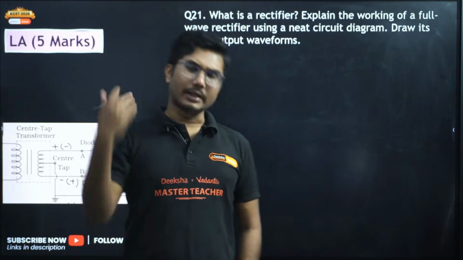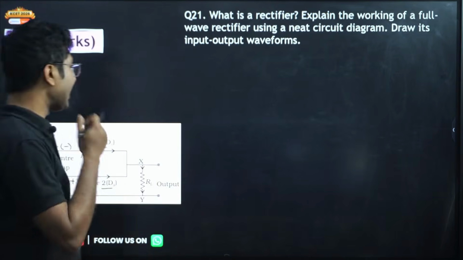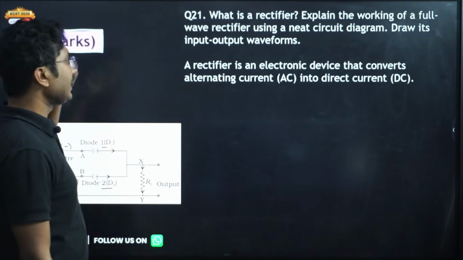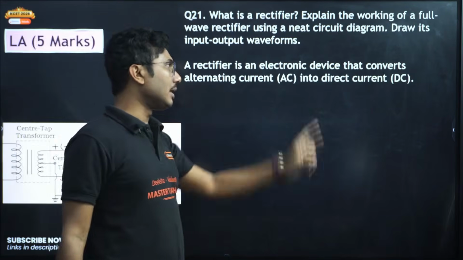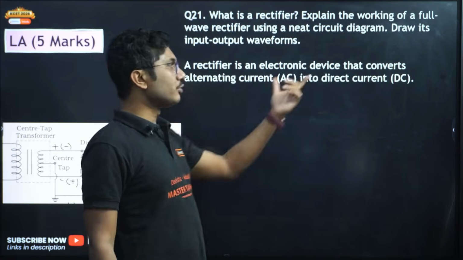Okay, there are other types of rectifiers where more than two diodes are used, but simplified, the number of diodes should be two. Okay, now what you have to write? A rectifier is an electronic device that converts alternating current to direct current.